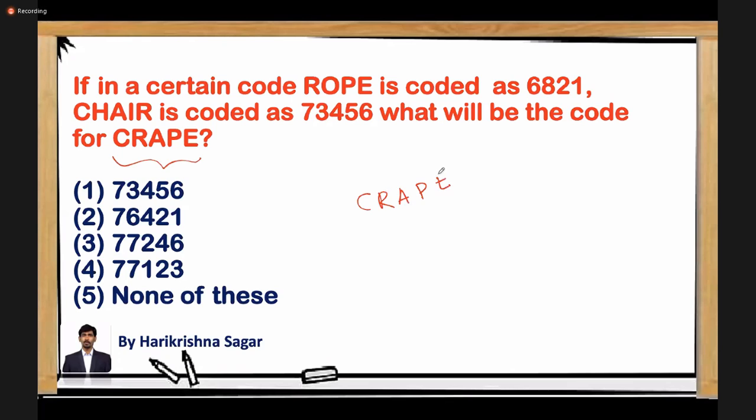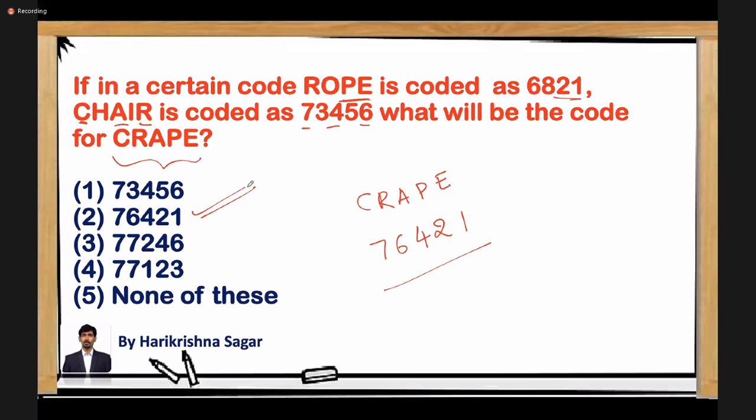Don't look for any logic. So rope and chair. C is available here. What is the code for C? 7. R is available here. What is the code for R? That is 6. A is available here. What is the code for A? That is 4. P is available here. PE is nothing but 21. Answer choice must be 76421, which is available as option 2. Mark it as answer choice.